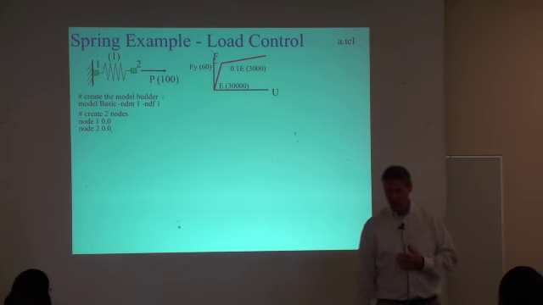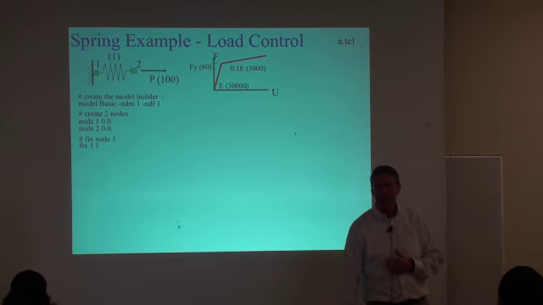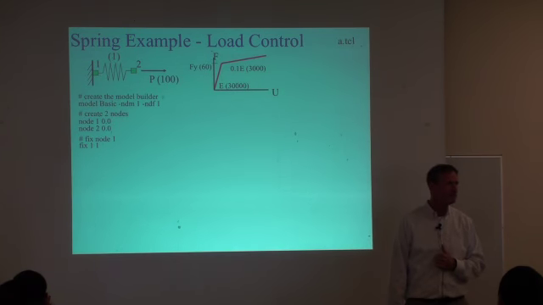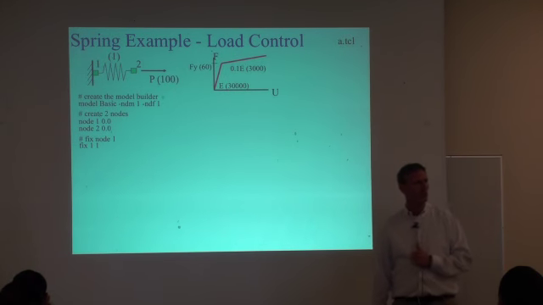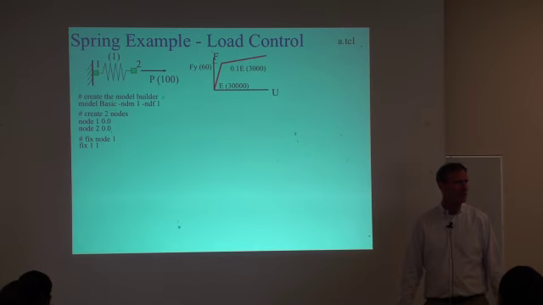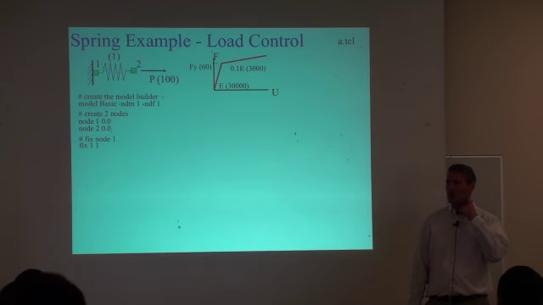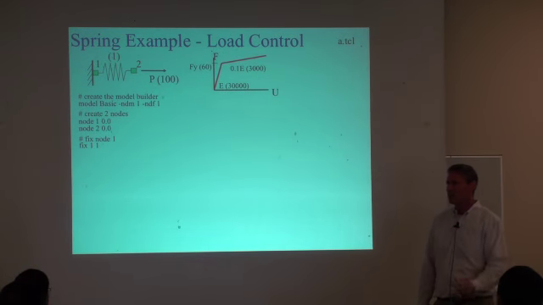What am I going to do to node 1? I'm going to fix node 1. It's going to be fixed in one direction, the only direction we have. I'm going to set it to 1, so it's fixed. 0 would be free.